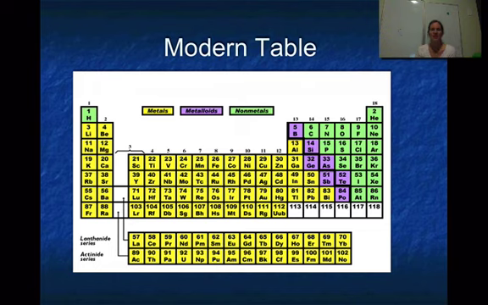This is kind of the base of what you need to know in order to do the trends. You're ready to do form 2, and then from there we're going to move on to the periodic trends activity.